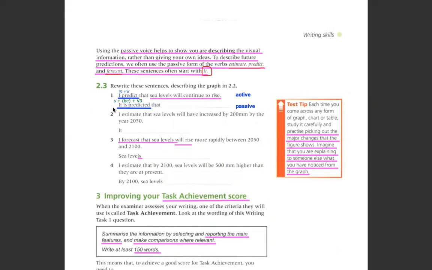Instead of saying, I am doing something, subject, verb, we use subject, verb to be plus past participle. So now this is saying the subject is not doing anything. We use the words it is predicted, meaning somebody predicts that this is going to happen. Okay, and then usually the rest of the sentence stays the same. So here we may say it is predicted that sea levels will continue to rise.